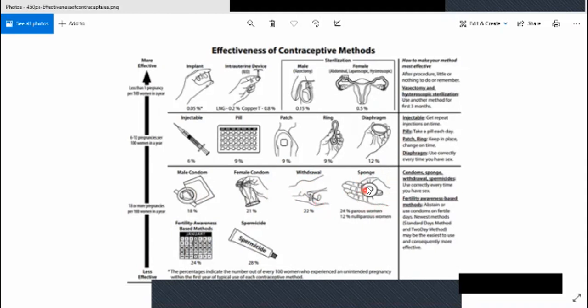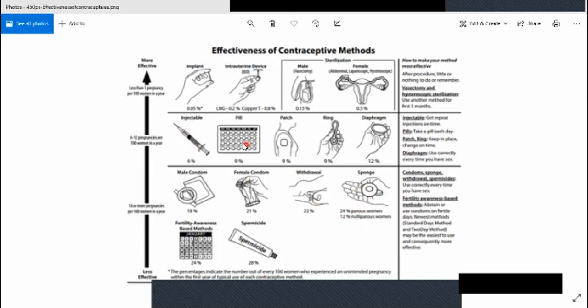Next is the sponge. The sponge looks like this. You can see a person is holding it in the hand. It can be inserted into the vagina before intercourse. In this case, the accuracy level is not that high, because the inaccuracy level is 24%.